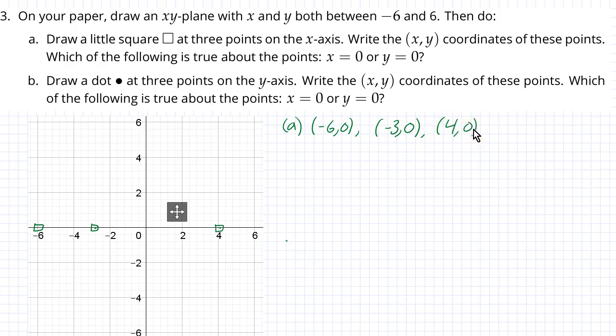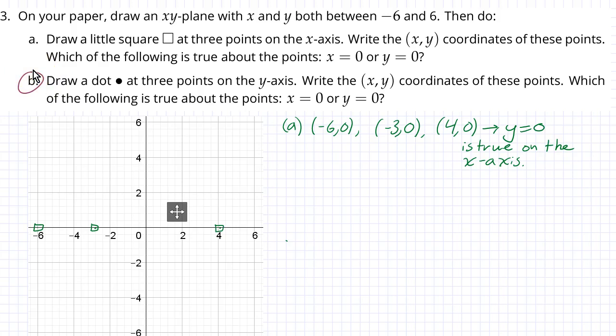So let's see, which is true about these points? Do they all have x equals 0 or y equals 0? They all have y equals 0. So in other words, whenever you have a point on the x-axis, those points will always have y equals 0. So let's look at B now.